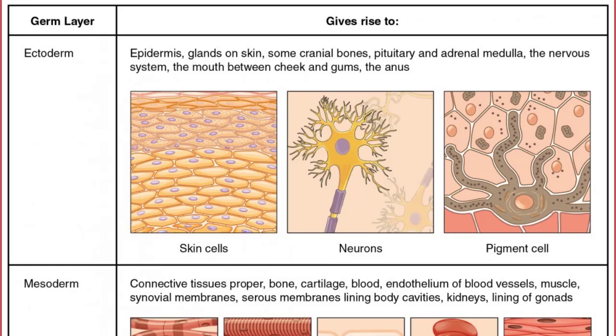At this point, I would like to discuss the embryonic origin of tissues. So the zygote, or fertilized egg, is a single cell formed by the fusion of an egg and sperm.